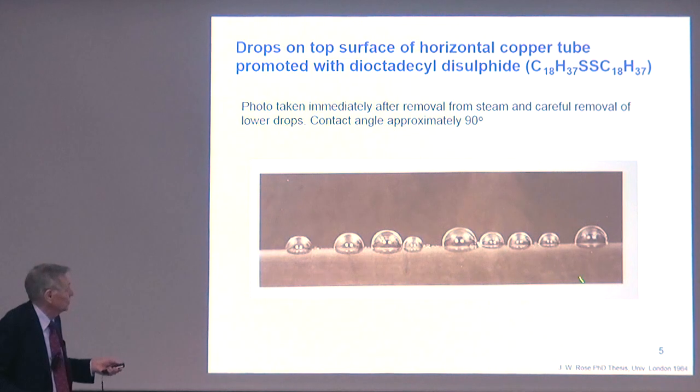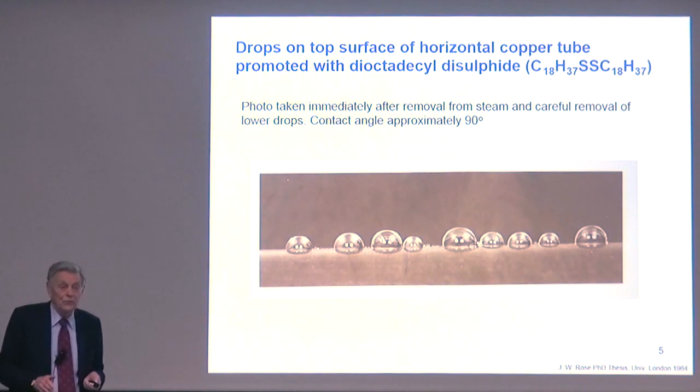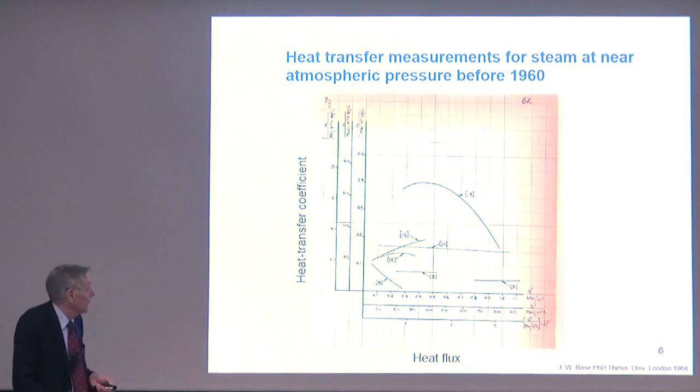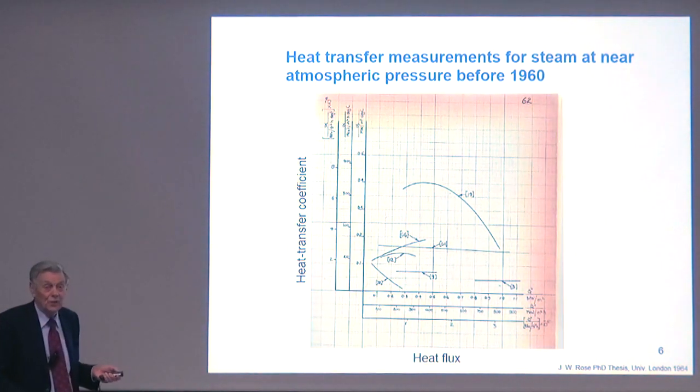This picture was taken out of the condenser, carefully removing the droplets here and taking the photograph, to demonstrate that the contact angle on a smooth surface is approximately 90 degrees. That's a faded picture from my thesis, before computers.